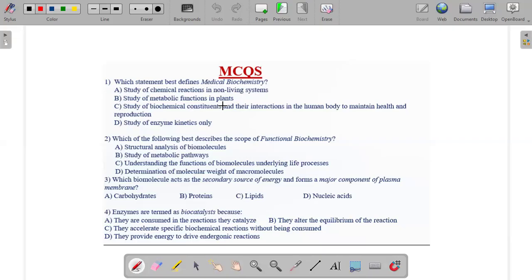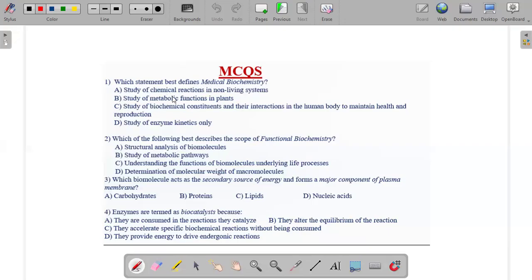Okay. So I don't know why people are not participating, but for these questions, I want to know if people are following. So I've put some few questions here so that you should be able to answer. I hope people will participate. Feel free to answer. Let's start with the first question here. Which statement best defines medical biochemistry?